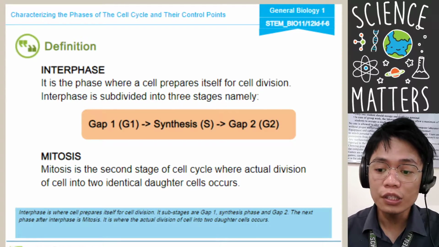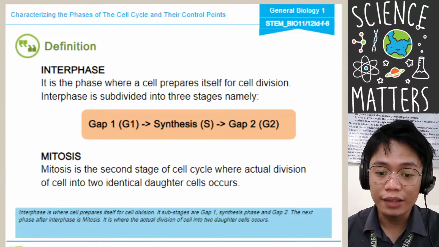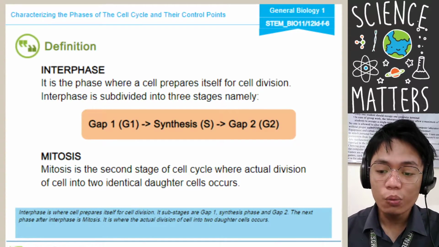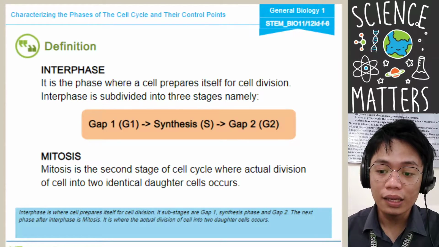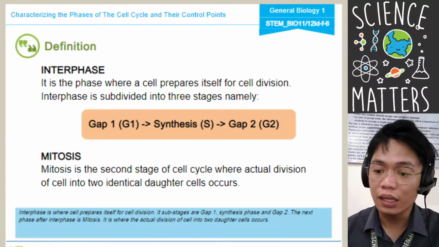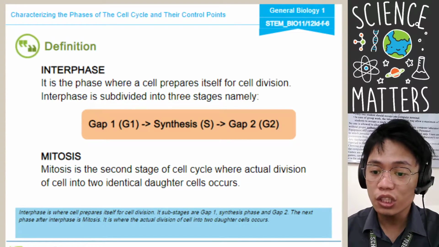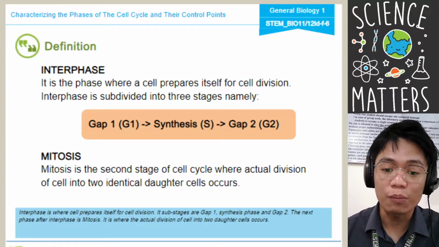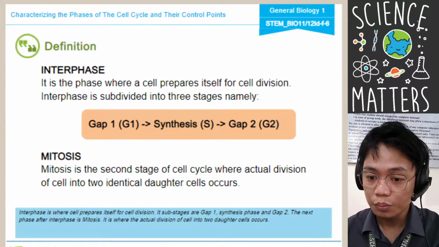Now, the first process involving the cell cycle is the interphase and the mitosis. So when we say interphase, it is the phase where a cell prepares itself for cell division, and it is subdivided into three stages, namely G1, S, and G2. G1 is GAP1, S stands for synthesis, and G2 stands for GAP2.